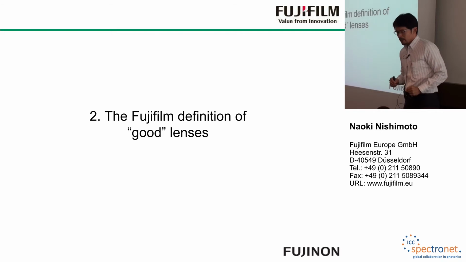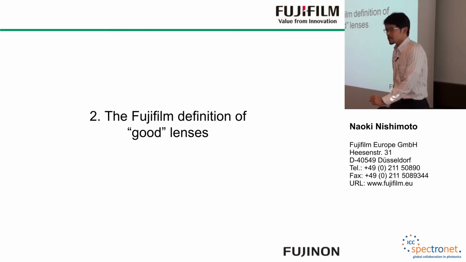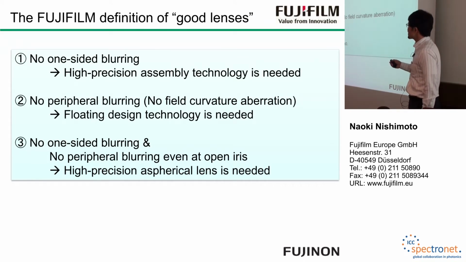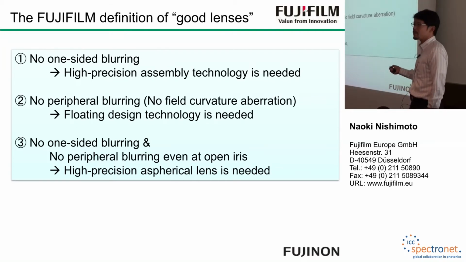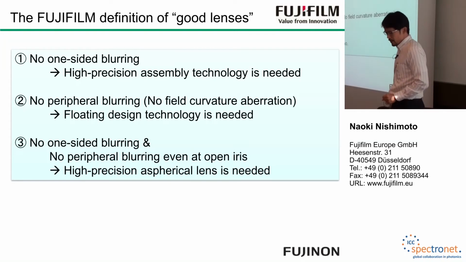From now, let's go to the Fujifilm definition of a good lens. Maybe it's very simple. First, no one-sided blurring. Second, no peripheral blurring. And third, no 1 and 2 with a bright F number. Then how do we do that?